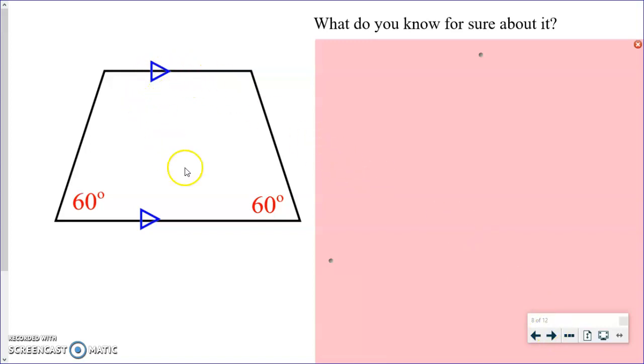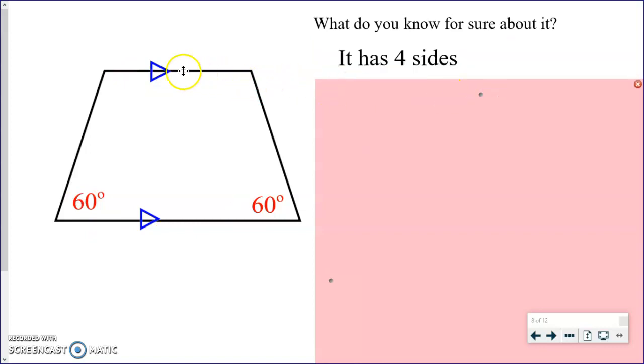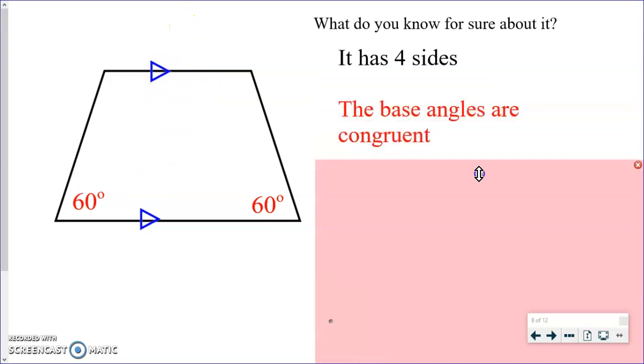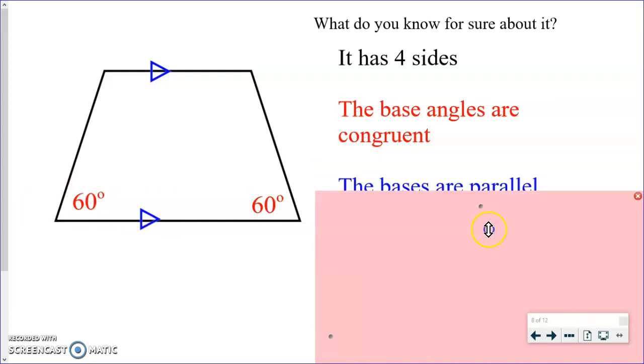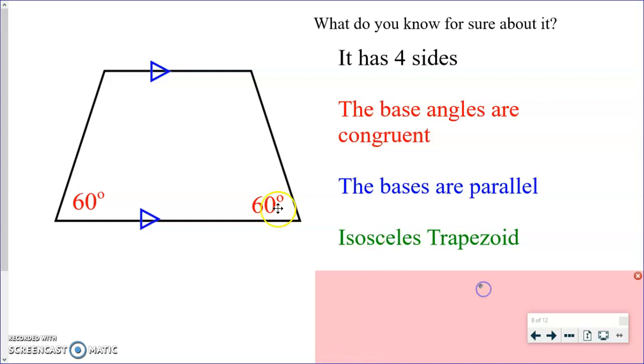Okay. All right, this one looks like it's a trapezoid. Let's see what we know about it. We know for sure it's got four sides. It's got one pair of opposite sides that are parallel. And then these base angles are congruent. And again, we said the bases are parallel. So that means it's got to be an isosceles trapezoid.